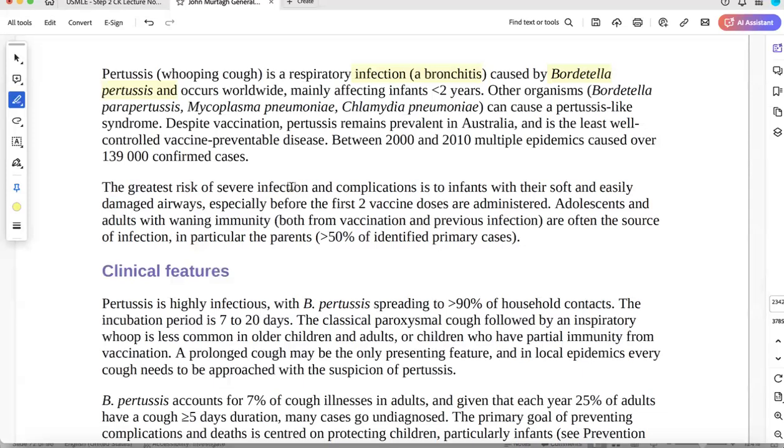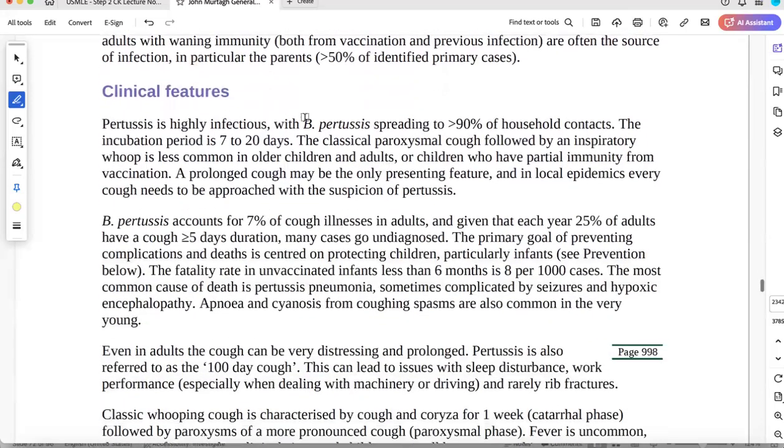Now, pertussis vaccination is available in Australia, and that's why there is not a huge amount of children who suffer from pertussis. But again, the pertussis vaccine does not give 100% immunity. So even if a child has got the vaccine, still they can end up having pertussis. Okay? So it is highly infectious, and it mainly spreads through the respiratory droplets.